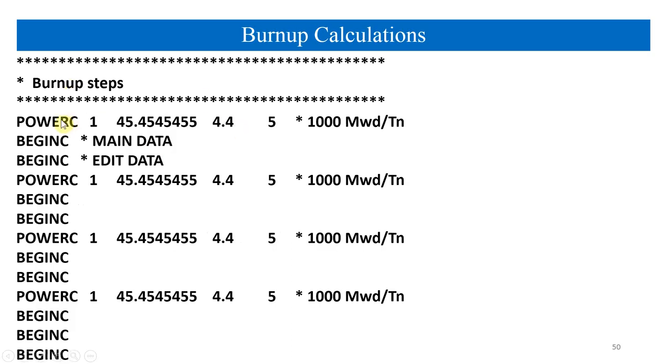To account for Burnup steps, I put power C 1. As we mentioned before, the megawatt per metric ton, and 4.5 is the time inside each cycle, and 5 is the number of cycles to get 100. And beginning, first one means main data for this one, and the edit data for this one, and start power C2 until I finish the total number. Here I have 1,000, 1,000. It means I have 2,000.